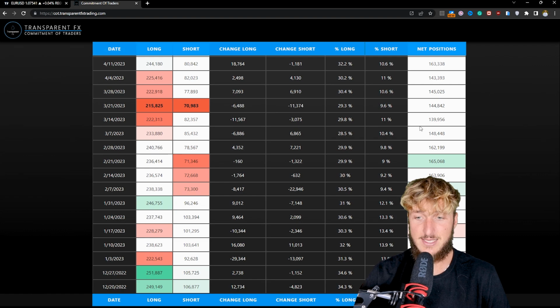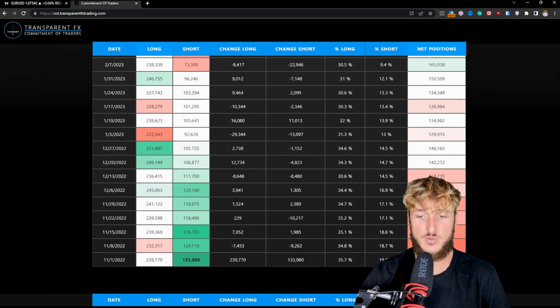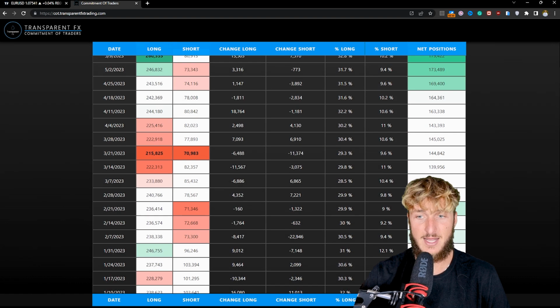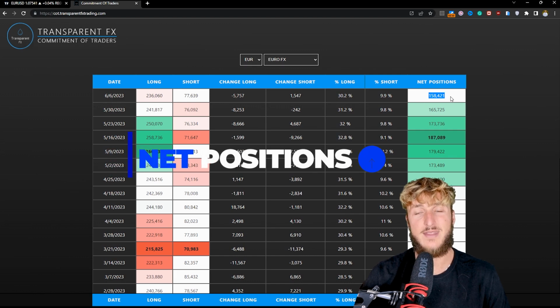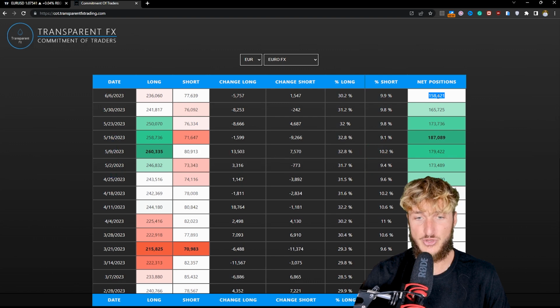And what we can see is that in the long term, we went from a situation where we had only 105k net positions, and now we have 158k net positions. So even though in the short term net positions got decreased, with institutions decreasing their longs that went from 260k to 36k, anyway, in the long term, EURUSD has been longed from an institutional perspective.